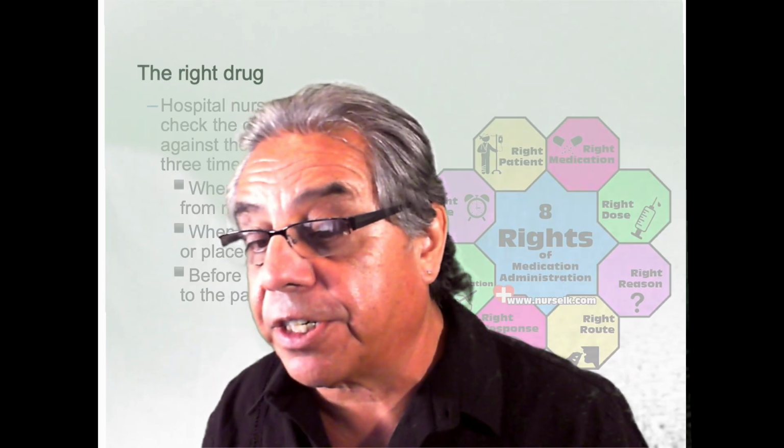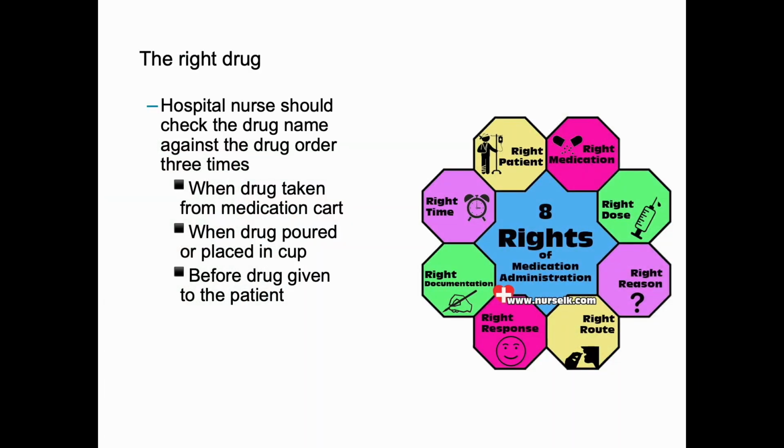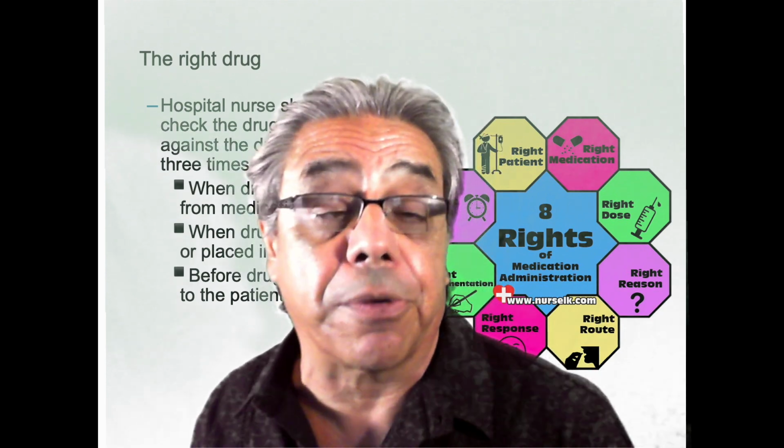If you're a hospital nurse, the drug name should be compared against the drug order 3 times: when the drug is being taken from the medication cart, when the drug is being poured into the cup, and right before the medication is given to the patient. These are known as the 3 checks.